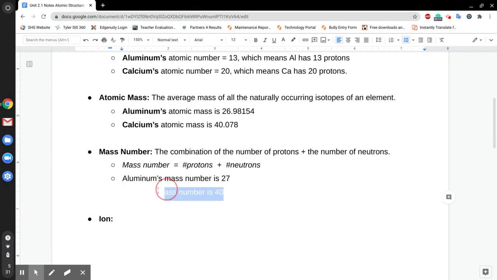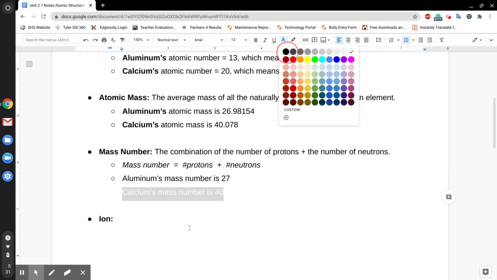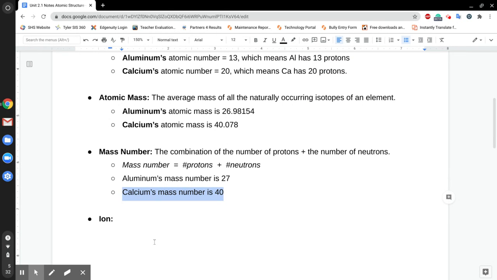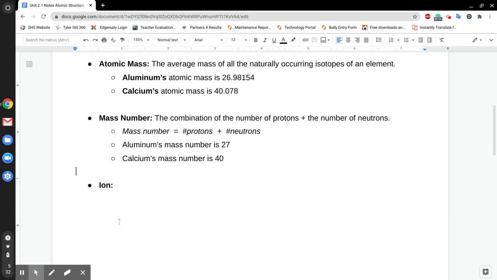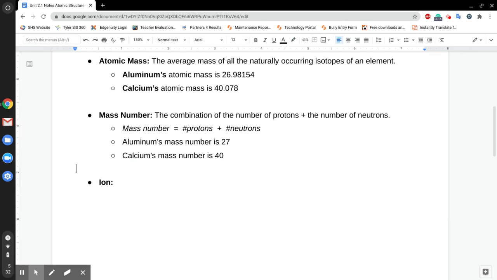And then another example: calcium's mass number is 40. You'd find that you can use the same information there, 40 minus, in this case, 20. So that means that calcium, or the most abundant calcium in the world, has 20 protons and 20 neutrons. I hope you're still with me so far, because again, this should still be somewhat familiar.